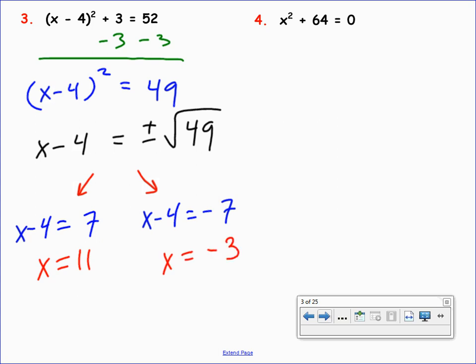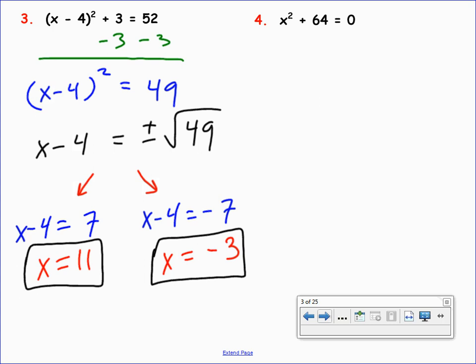I'm going to go ahead and check that. I'm going to check that negative 3. So I'm going to plug that into my original. Let's see if that makes a true statement. Negative 3 in for x. Minus 4 is negative 7. Negative 7 quantity squared is positive 49. And 49 plus 3, does that equal 52? Yes, it does. And we can do the same thing for 11. Awesome. What questions do you guys have about number 3?